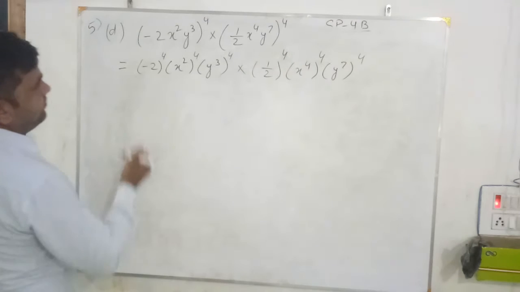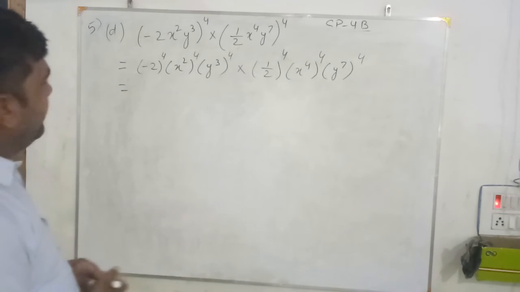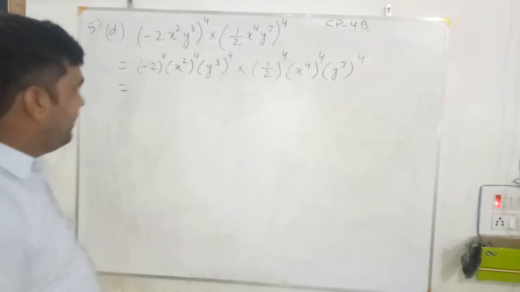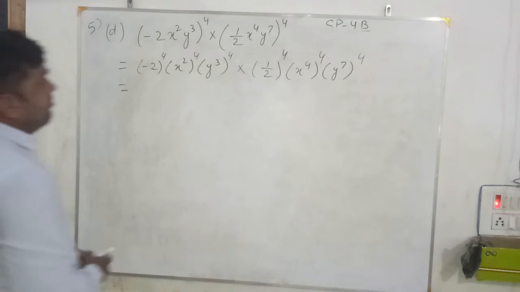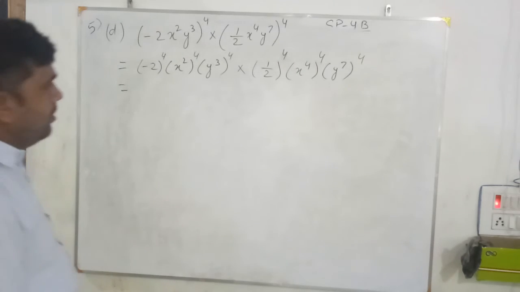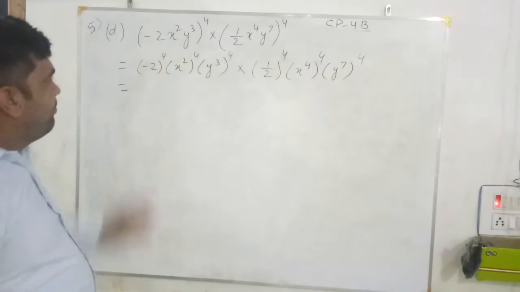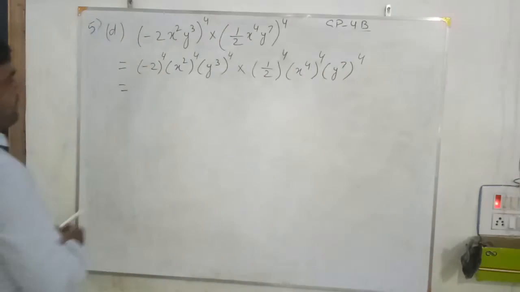Now we solve it. Here minus 2 to the power 4 and here that is 1 by 2 to the power 4. See how we do it. Here the base is negative and the power is even, so the value will become positive. There is no doubt, the value will be positive. So write it.